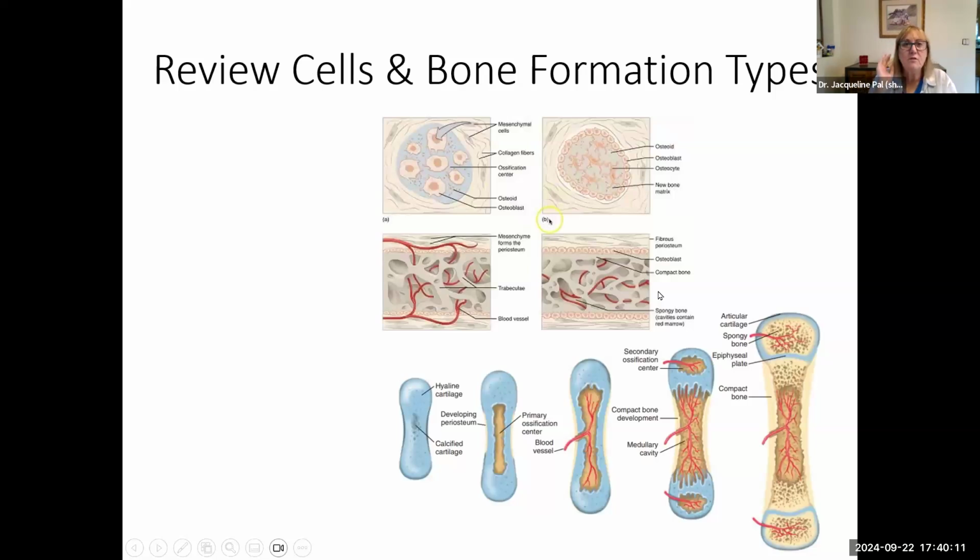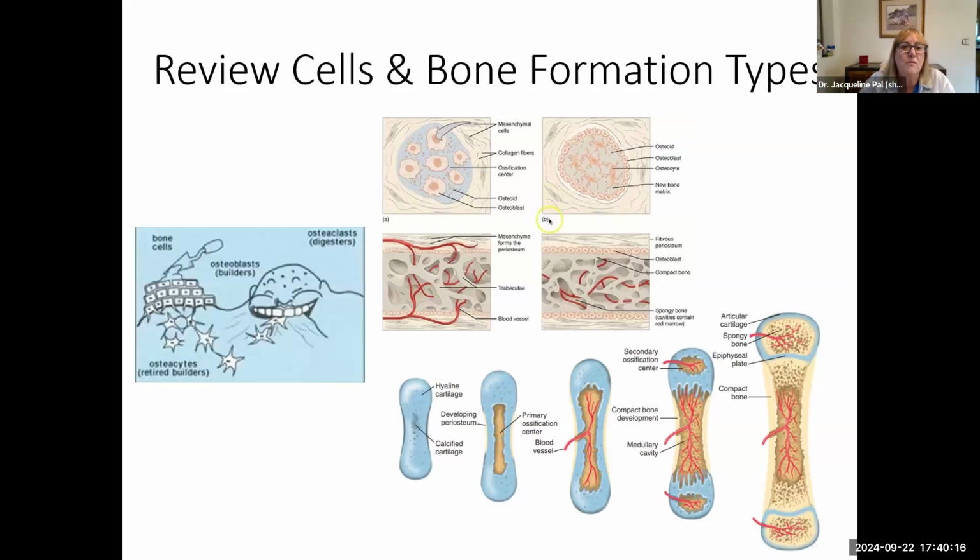Okay. So what I'd like you to do now is review the cells. These 4 slides have to do with one type of bone formation. Review it again, and then make sure these 5 pictures you go in great detail and talk about the timing of both the primary and secondary ossification.